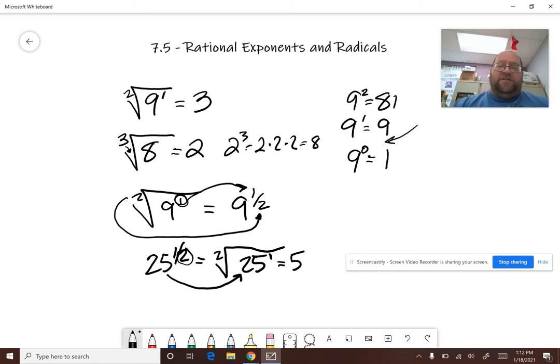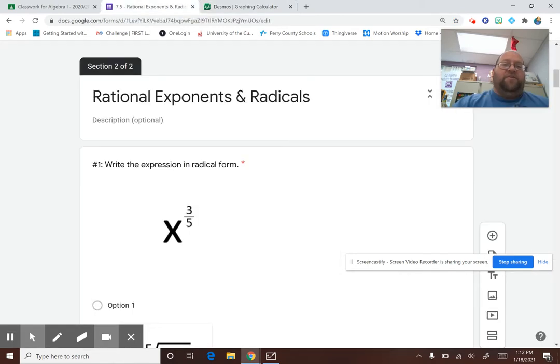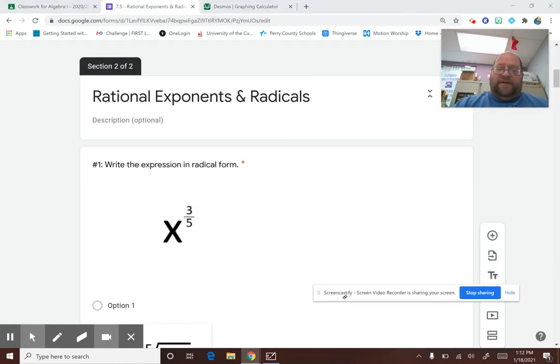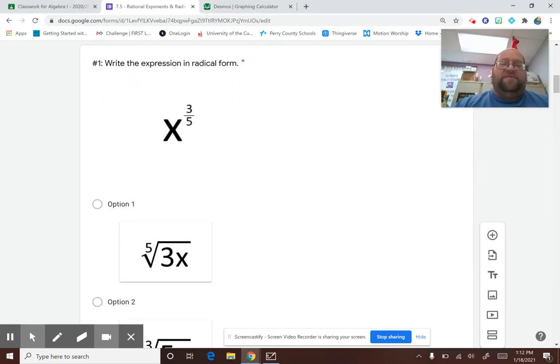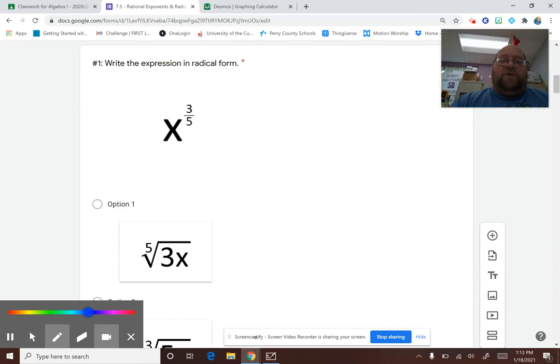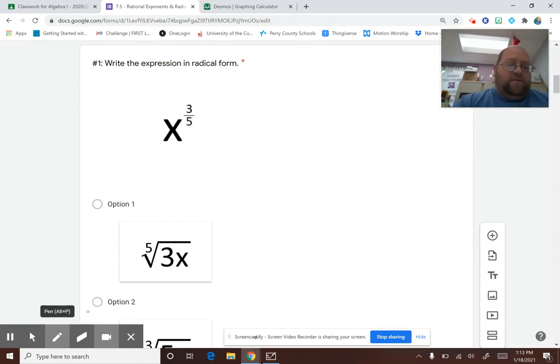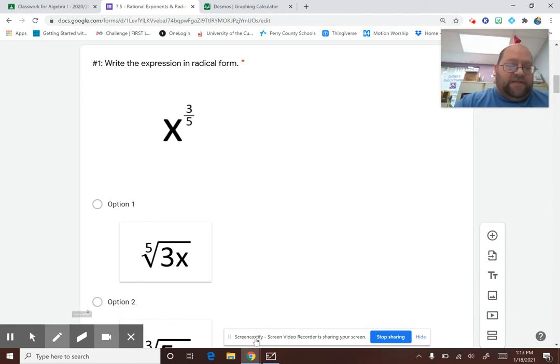Now let's look at some live examples, and I think that will really help us figure out what we need to do on this particular practice. If we look at this example, we have x to the 3/5 power, and it's asking us to write this expression in radical form. What I want to do first is go ahead and write, but it is not wanting to let me write on this for some unbeknownst reason.